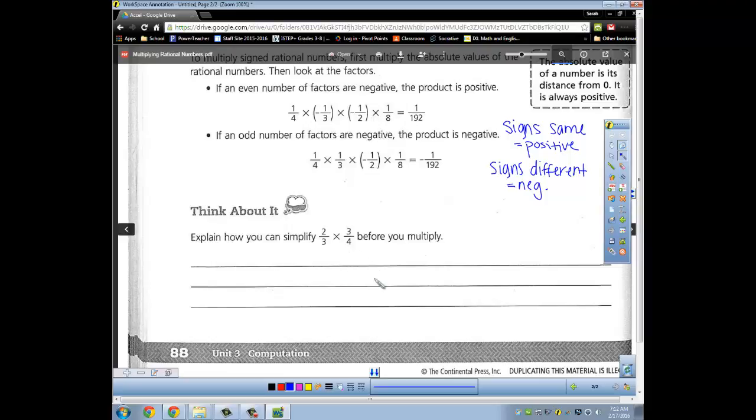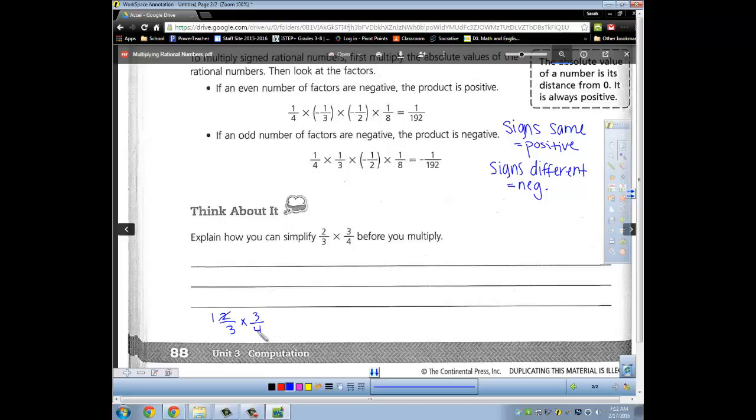Okay, so they give us the problem they gave us earlier, 2/3 times 3/4, which they just multiplied straight across and reduced. But they want to know how can you do it before you multiply. And they are talking about cross-reducing, which some of you like to do. If you have 2/3 times 3/4, we want to look at the numbers diagonal from each other and see if I can reduce them. So 2 and 4 I can divide both by 2.